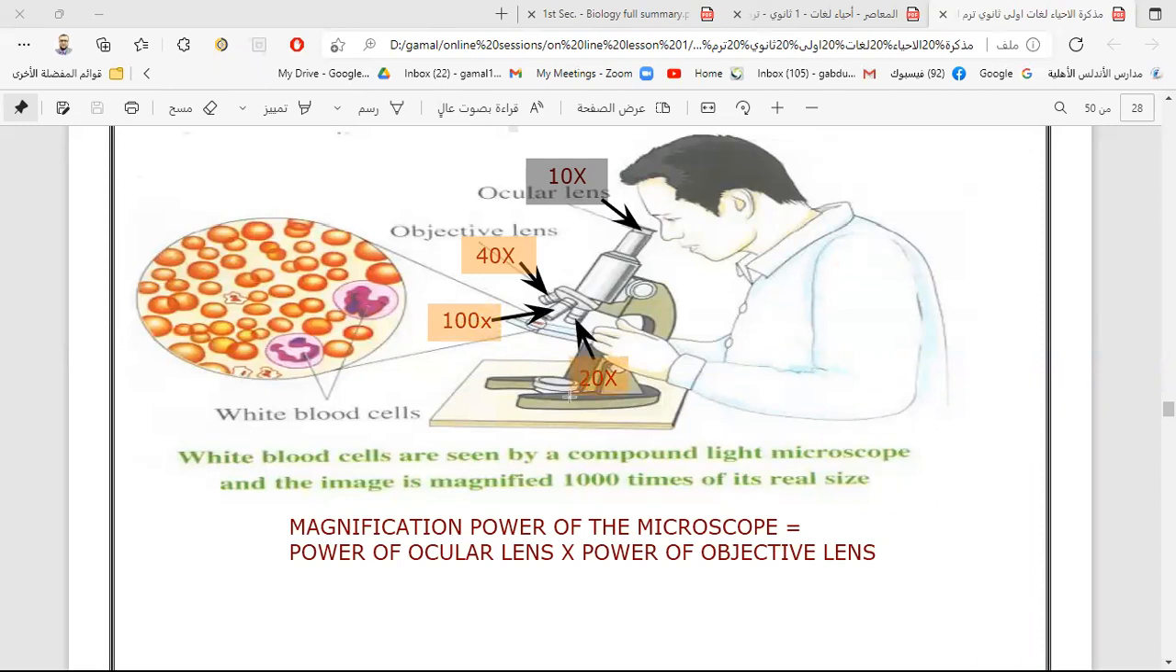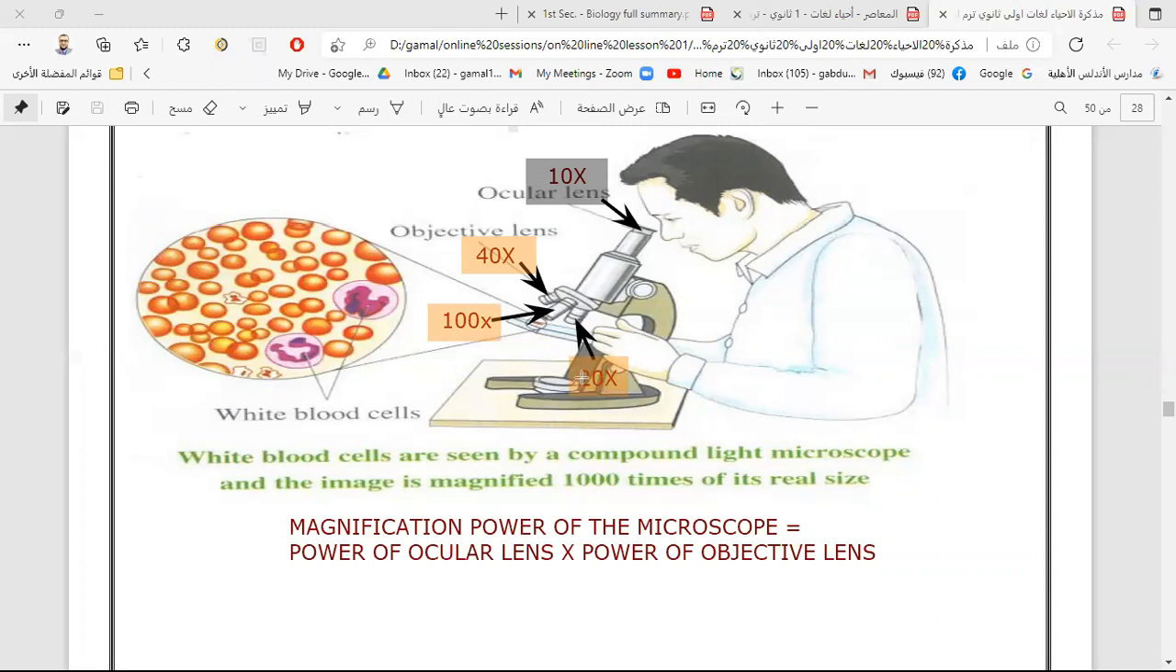And if you are in the lab and you want to start studying any object or any cell or any tissue, you will start using the smallest power first. Then you move to a stronger one, then to the strongest one. For example, if you are studying blood, you will use lens number 1, which has 20x. Then you see the blood, and the magnification will be what?